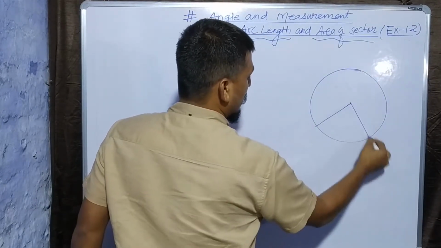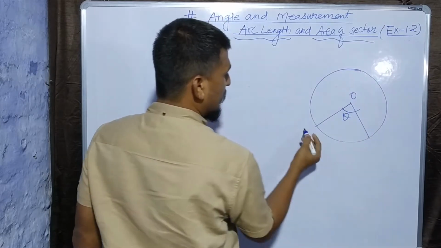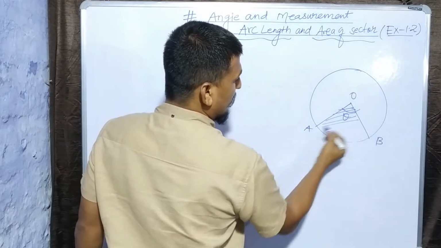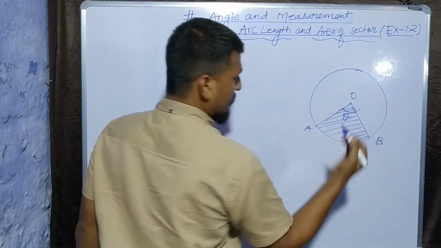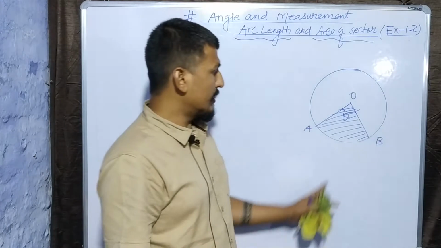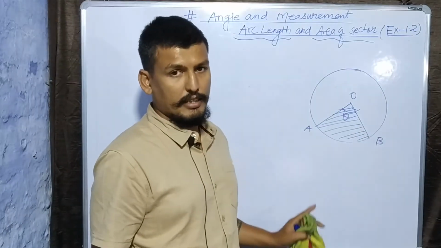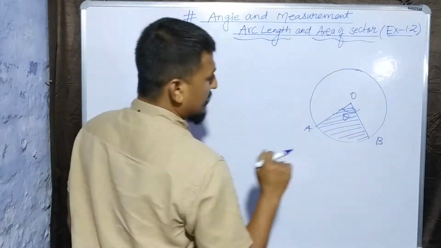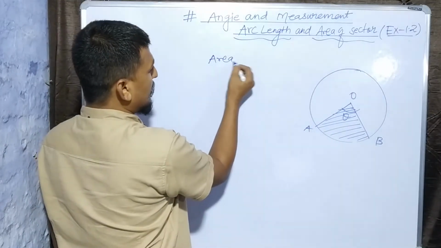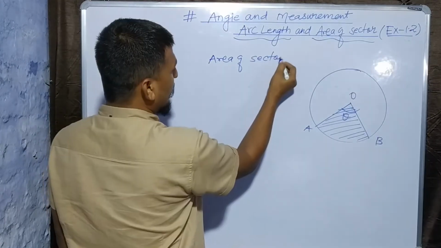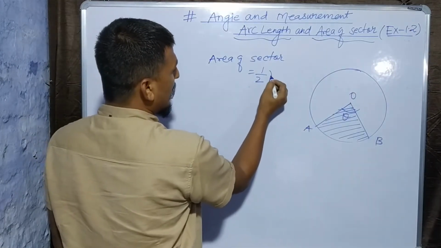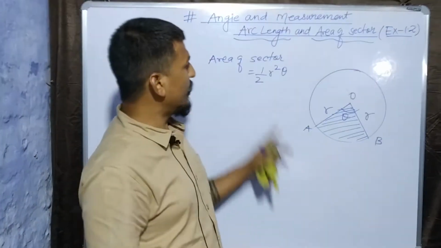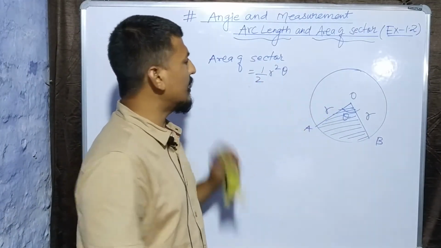Suppose this is theta. This is the center, this is A, this is B. So this is the sector whose area we have to find. We have a formula: area of sector is equal to half R squared theta. This is R, this is R. So area of sector is equal to half R square theta.